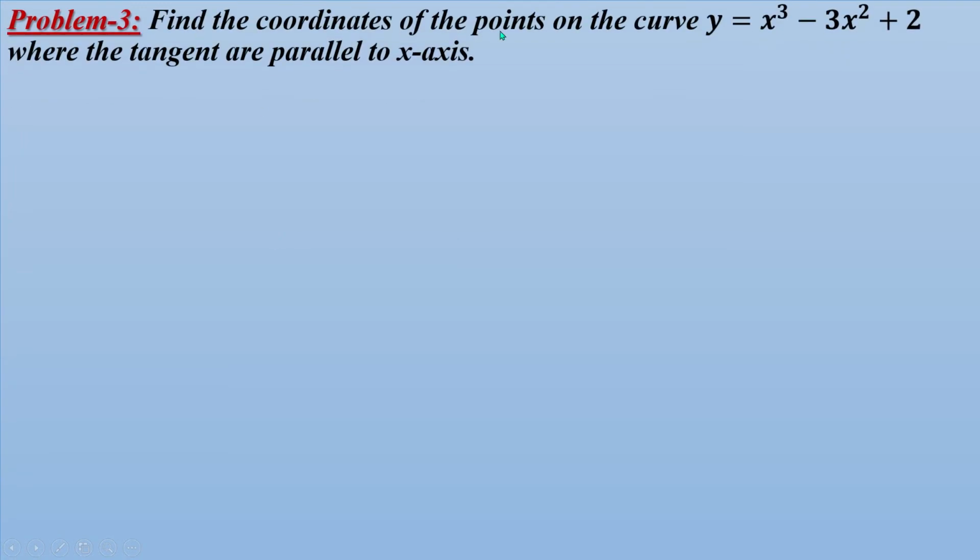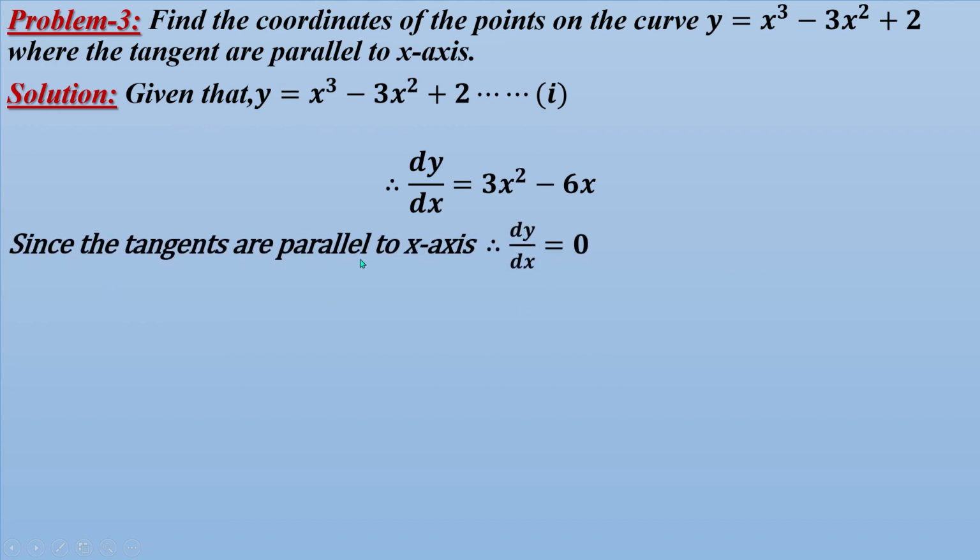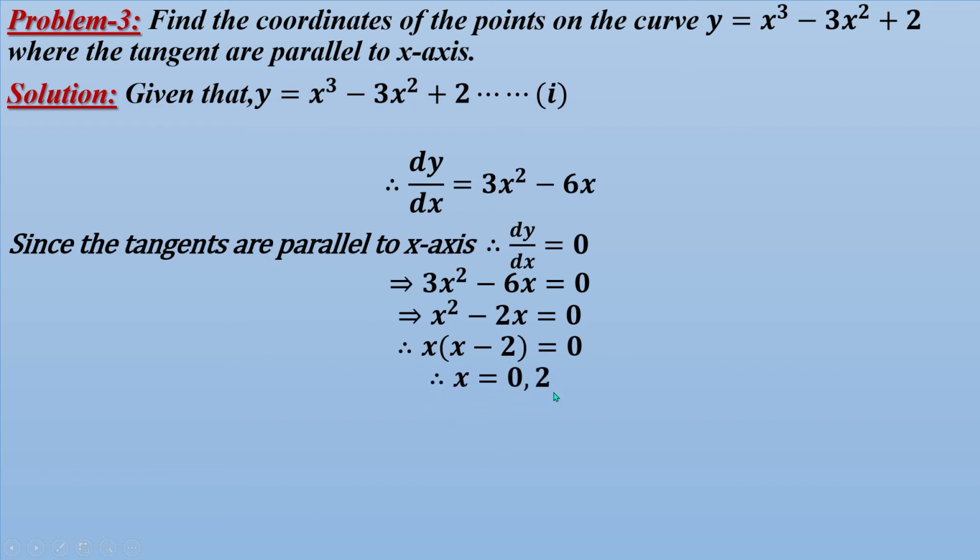Problem 3. Find the coordinates of the point on the curve y equal to x cube minus 3x square plus 2 where the tangent are parallel to x-axis. When the tangent are parallel to x-axis, then we can write derivative of y with respect to x equal to 0. Clear? This is a given condition. Since the tangents are parallel to x-axis, derivative of y with respect to x equal to 0. Now, this equal to 3x square minus 6x. Divide on both sides by 3, we get x square minus 2x equal to 0. Therefore, x is equal to 0, 2.